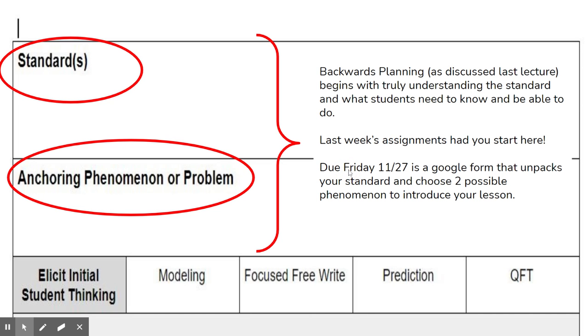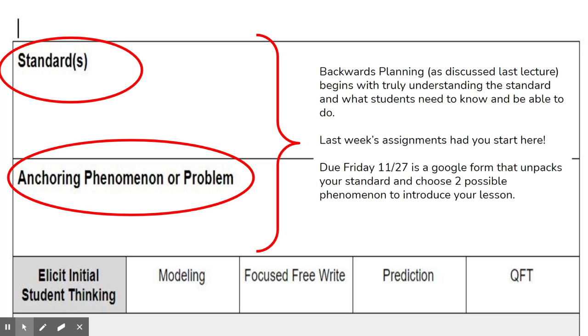So when we think about our general learning experience that we're trying to put together, we start with this idea of backwards planning. We talked about this in our last lecture. And this begins with truly understanding the standards, what students should know and be able to do by the end of your lesson, right? And so I asked you for this week to pick your standard that you're going to be modeling your learning experience after, and your anchoring phenomenon or problem that will go with that standard.